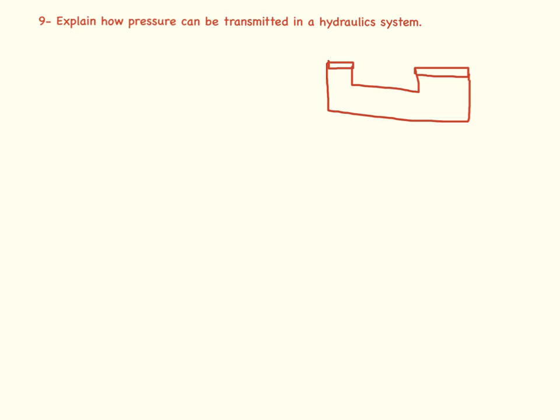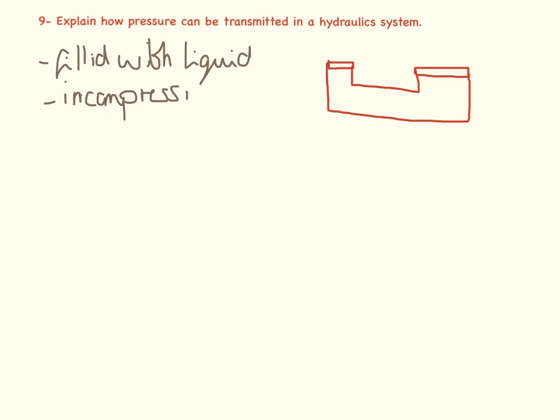So this is our hydraulic system, and here we have a small area, a large area, and they're connected together. So there are a few things the examiners like you to talk about for a hydraulic system. First of all, the inside is filled with liquid. And the reason it's filled with liquid is because liquid, and I love this word, is incompressible. I think I've spelled that correctly. Incompressible. It means if you try and squash it, there will be an equal pressure radiated in each direction.